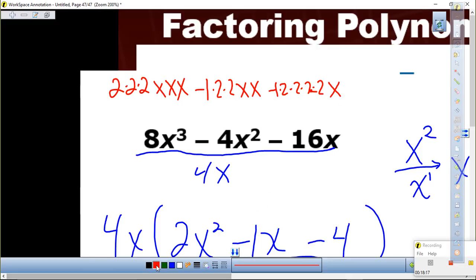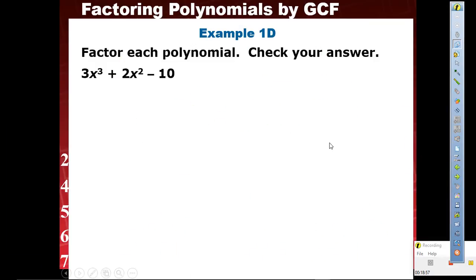So, Jocelyn, look at it. What do all 3 terms have in common? 2 2's, and then 1x. So if we take out the 2 2's and 1x from each, what do we have left here? 2x squared, negative 1x, and negative 4 on this one. Yeah, like I said, you can check like that.